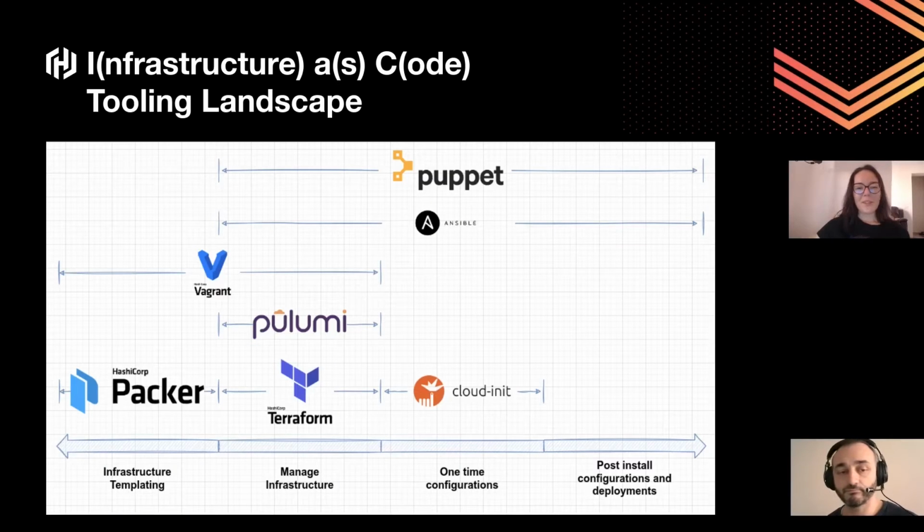Sure, Andrei. First of all, thank you for the nice introduction. Hi everyone as well. Let's see how Packer fits in. First of all, let's see, why infrastructure as code? Well, the infrastructure as code approach ensures repeatable deployment. And in order to achieve this, we usually focus on several areas of coverage, as you can see in the image: infrastructure templating, manage the infrastructure, one-time configuration, and post-install configuration and deployments. Thus, speaking about coverage area, Packer is situated in the infrastructure templating level.